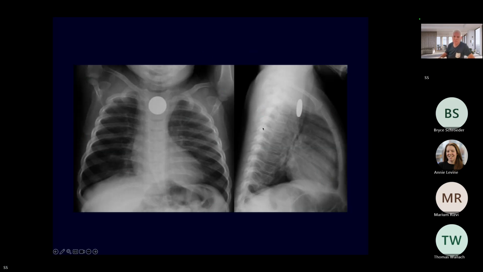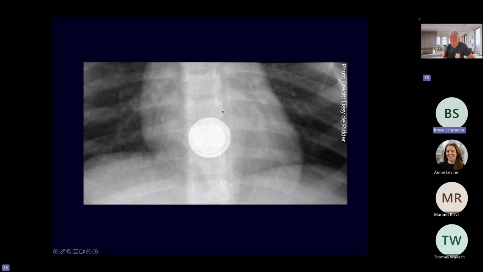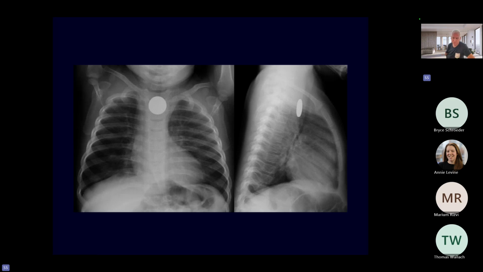Where is this? Where is this and what is it? It's in the esophagus. Why is it in the esophagus? Because it's behind the... Where'd it get stuck? How can you tell on an AP film that something is in the esophagus or in the trachea?